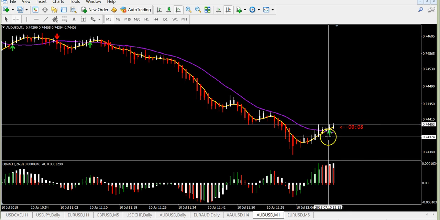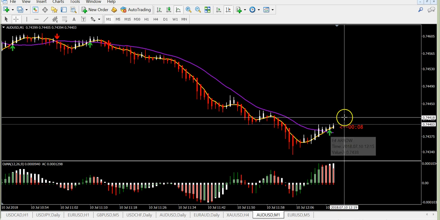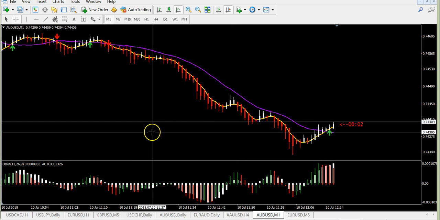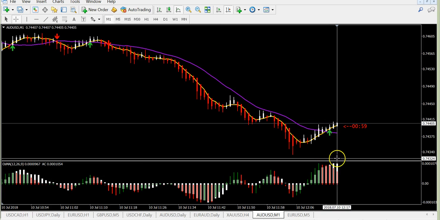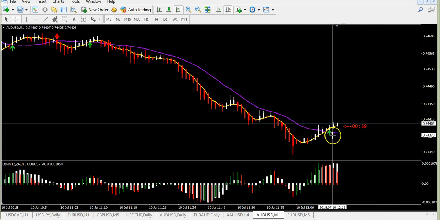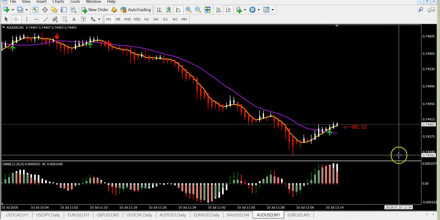So you see, now 5 minutes expiry for binary, or for Forex, we can keep it until we get 2 in a row red. You see, for now it's going very good.